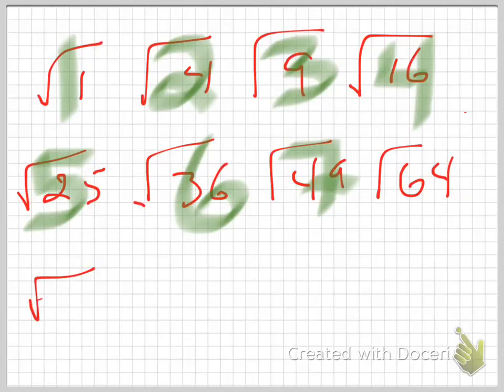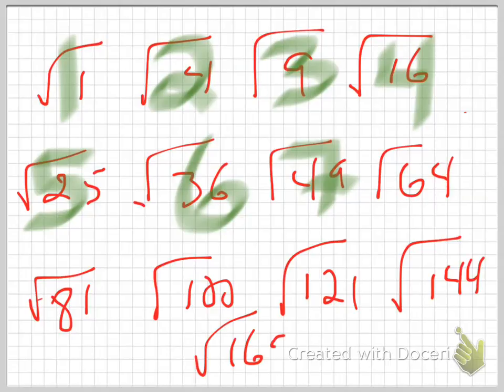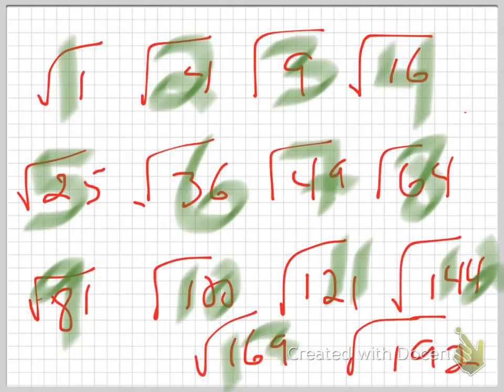Then the square root of 81. Then the square root of 100. Then the square root of 121. Then the square root of 144. Then the square root of 169. Then the square root of 192. Right? And each one of those is simply, what are the answers here? Do you see it? Those are the only square roots that are less than 192 that are rational. Every other square root is not an exact answer.